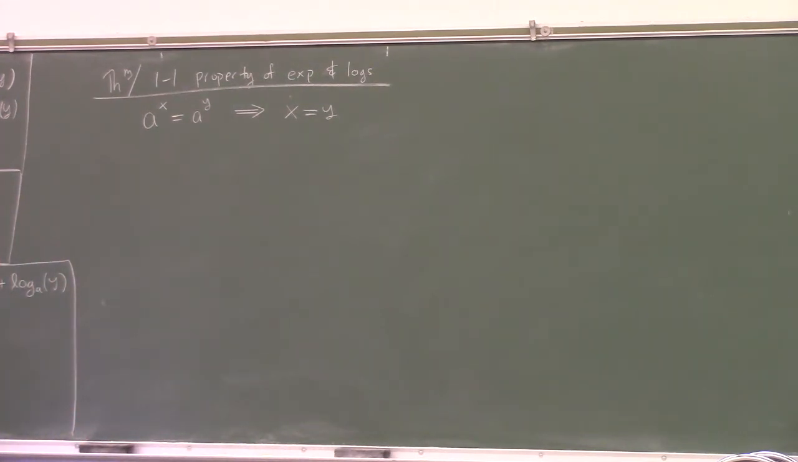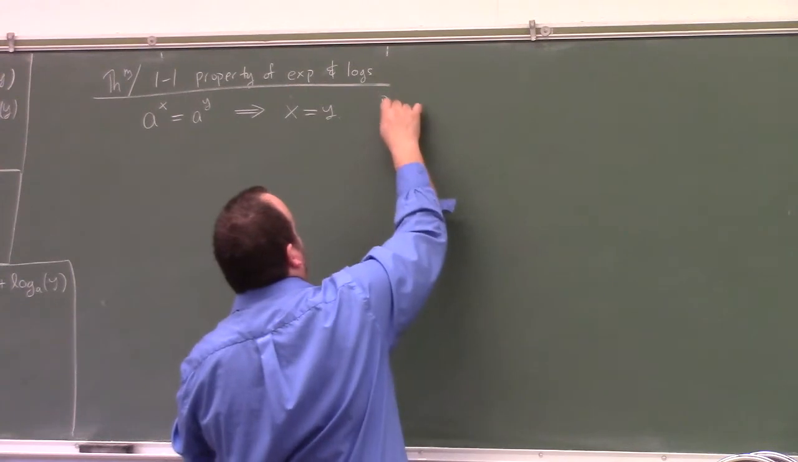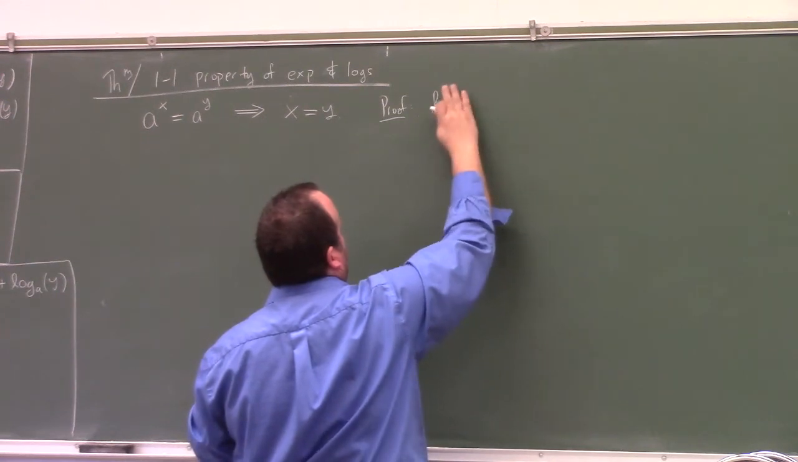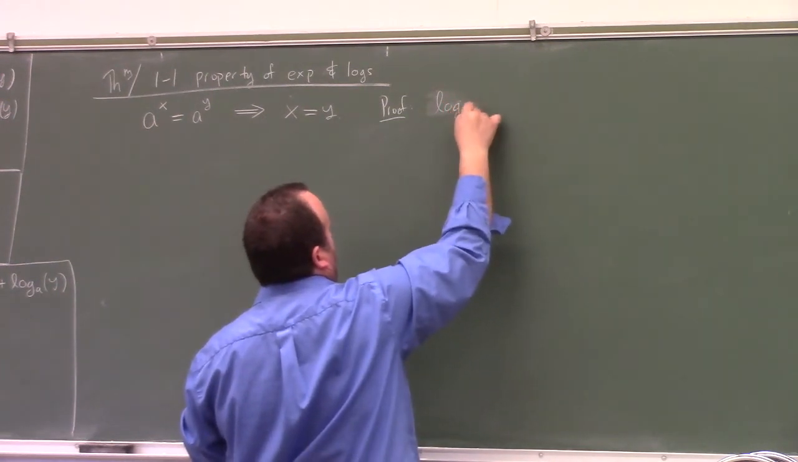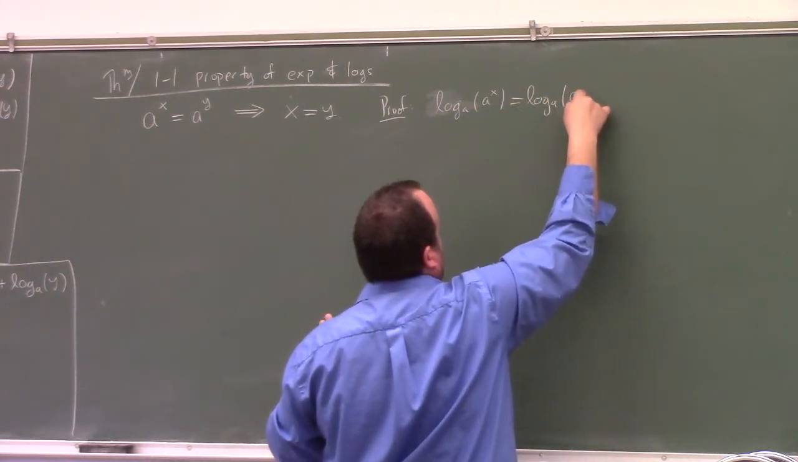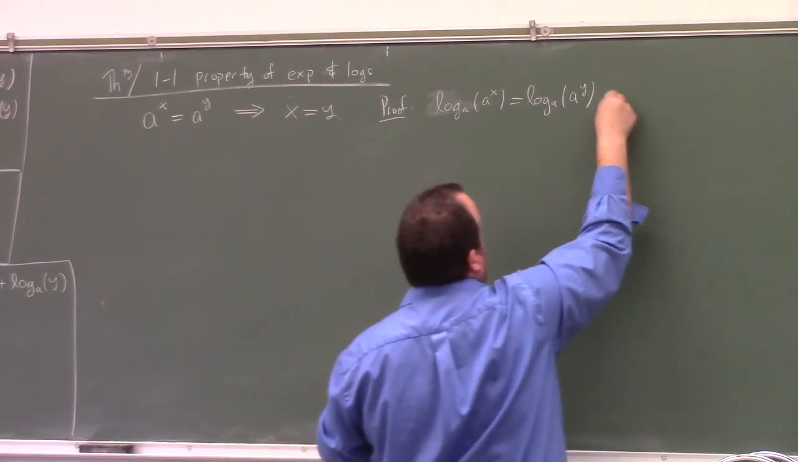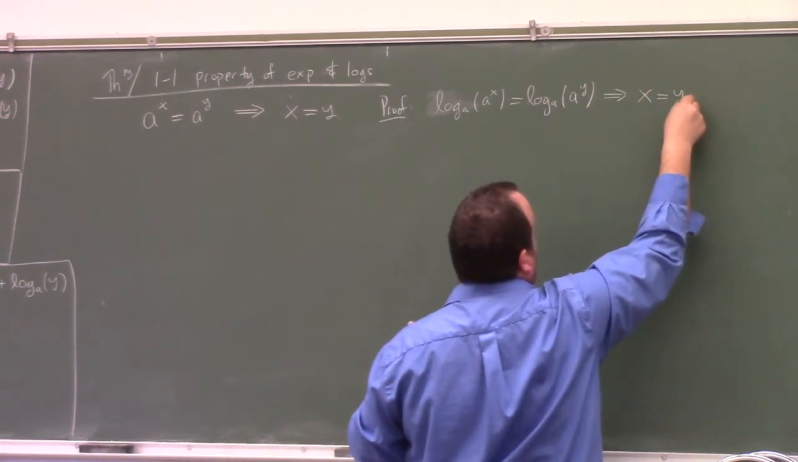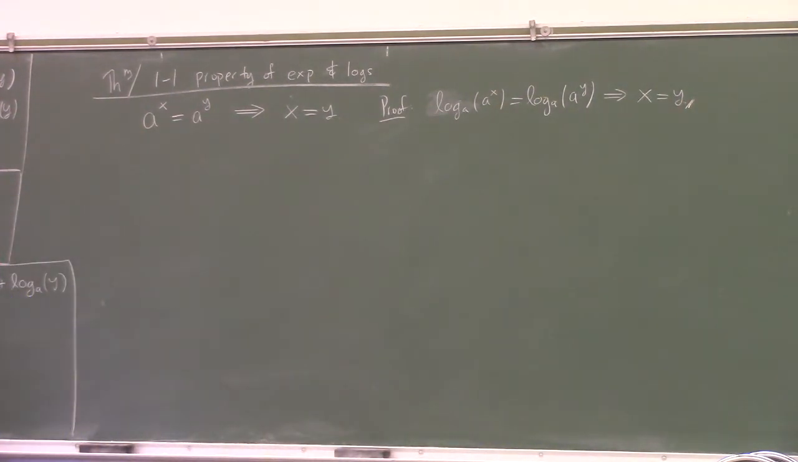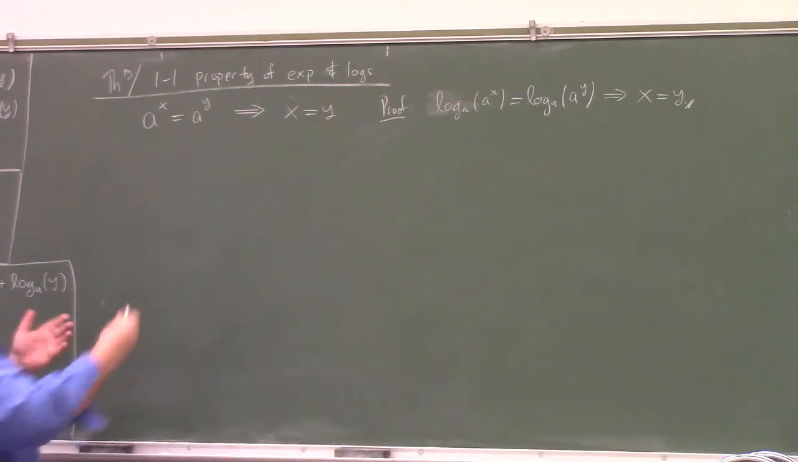The proof of that is just to take the natural log of the equation and divide by the natural log of a. Well, forget natural log, let's take log base a. Log base a of a to the x equals log base a of a to the y. What happens? That implies x equals y. So the proof is very short. Essentially, by the definition of a logarithm, this is true, right? This is also true for logs.